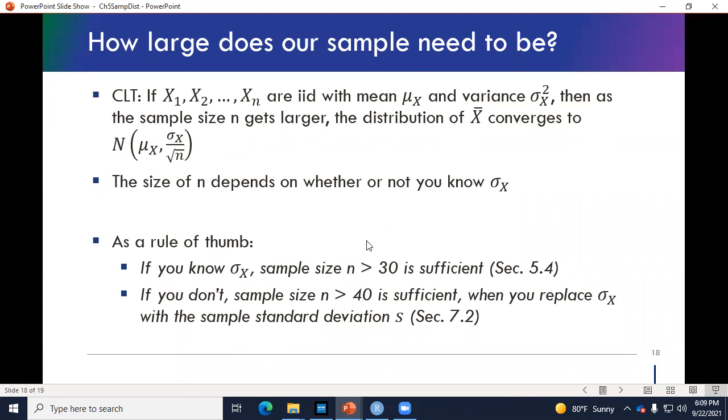When you deal with real data, this is not very strict; it's just a rule of thumb. When data collection is hard, people would still use this conclusion, the normal distribution for the sample mean, even though the sample size is not strictly greater than 30. So it kind of depends.